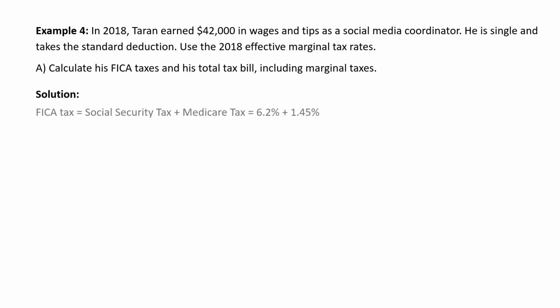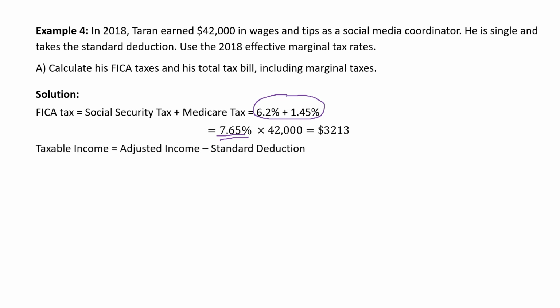Let's begin by computing the FICA tax, which is the sum of the Social Security tax and the Medicare tax, which is 6.2% plus 1.45%. The sum of 6.2 and 1.45 gives us 7.65, and we multiply that by his income. That times 42,000 is $3,213. Now we need to compute his taxable income, which is his adjusted income minus the standard deduction.